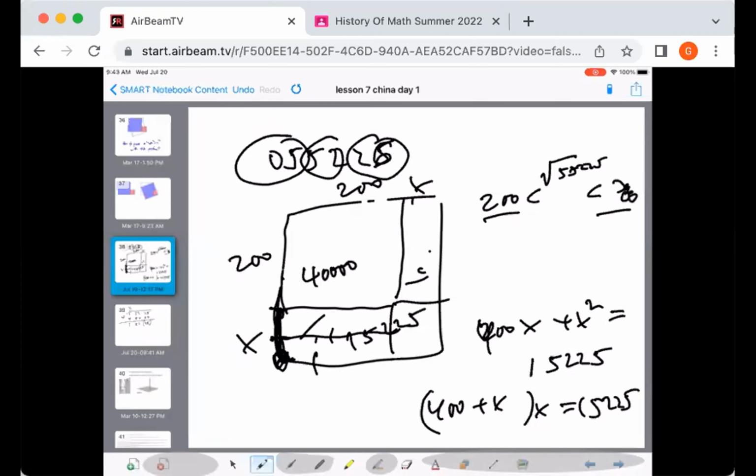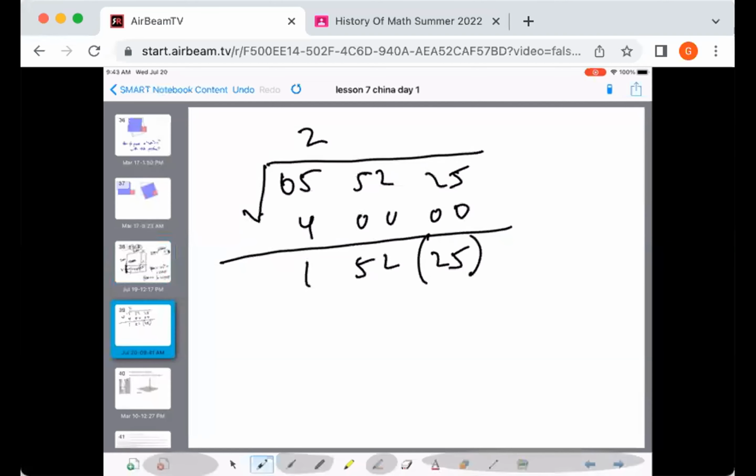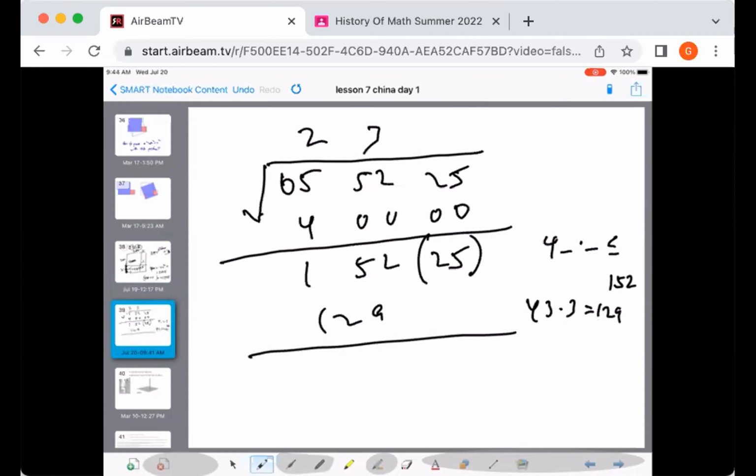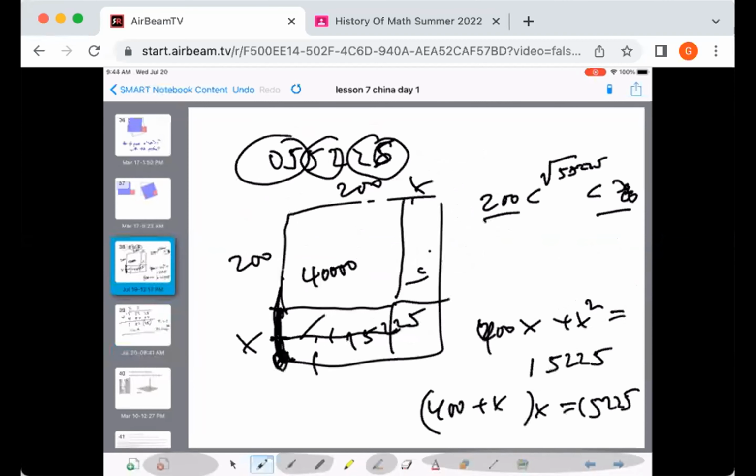Let me go over here. 40 blank times blank is less than or equal to 152. So it ended up being 43 times 3 is 129. But come back over here. Really what we're doing is saying x equals 30. So we're doing 430 times 30, which is 12900. And we would subtract that away from the 15225.